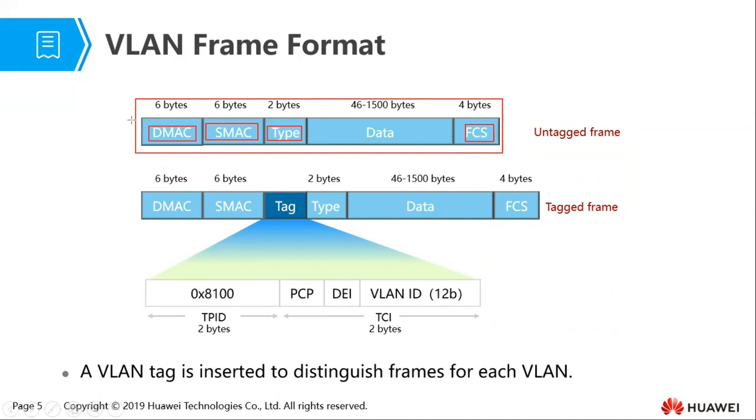So this is just a layer 2 frame. Now this frame, in regard to VLANs, is what we refer to as an untagged frame. An untagged frame, meaning the frame does not have a tag. When the frame has a tag, we simply introduce another field there called a tag, in between the source MAC address and the type fields. So this one is called a tagged frame.